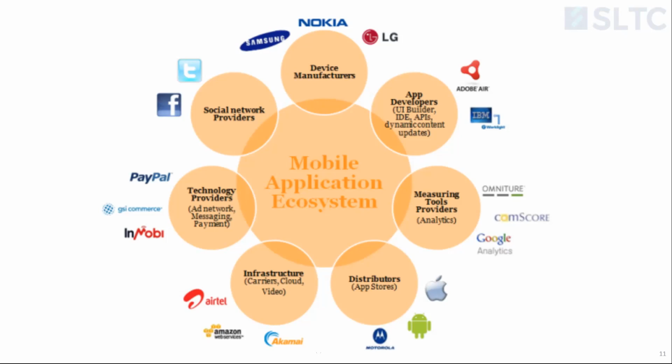And then there are measuring tool providers, analytics. Google has a fantastic tool called Google Analytics. Then there are others, Comscore, Omniture, people like that who give a comprehensive report about the usage of your application. How many people have downloaded, how many people are using it, what features they are using, how much data they are consuming. All that you can get from these tools.